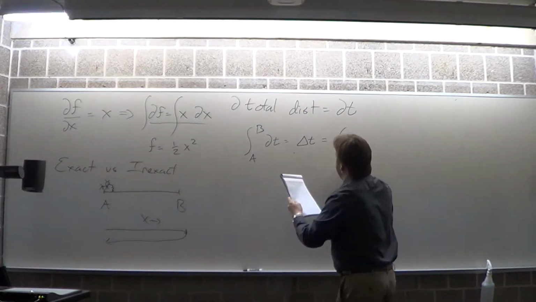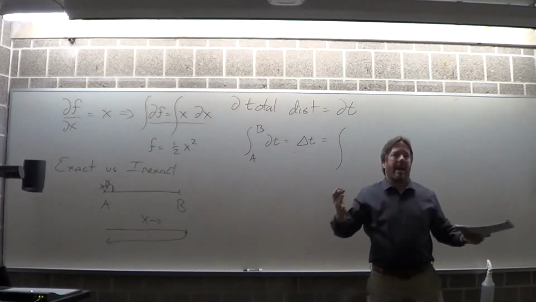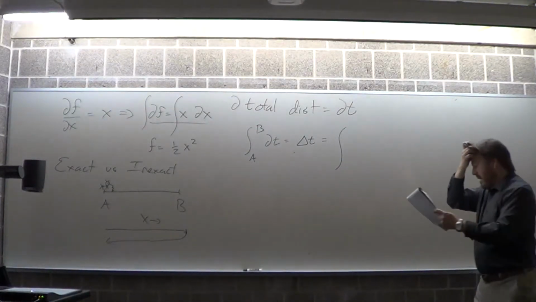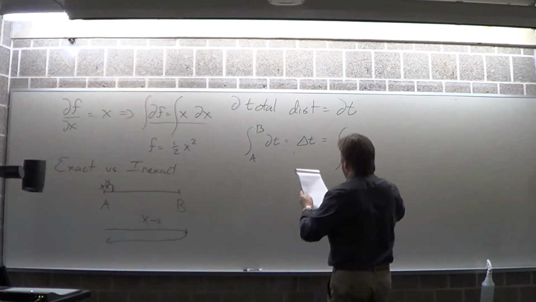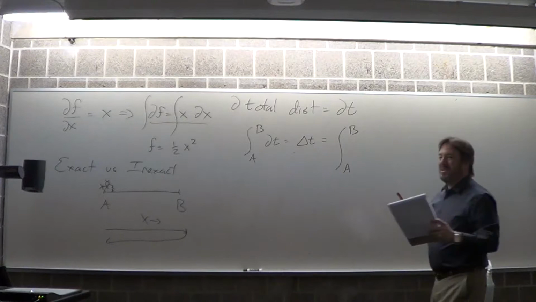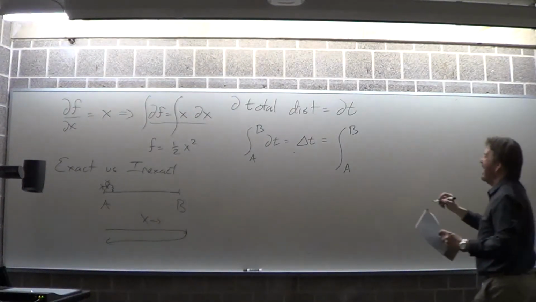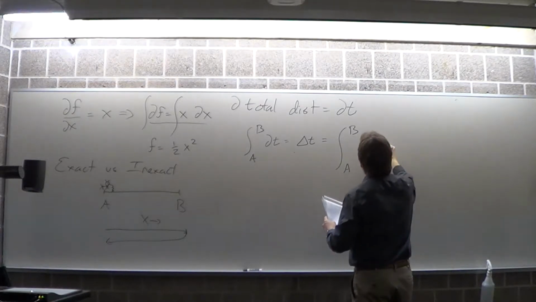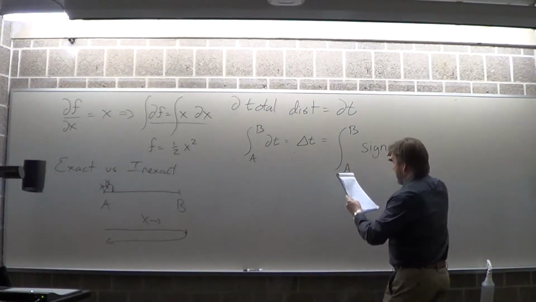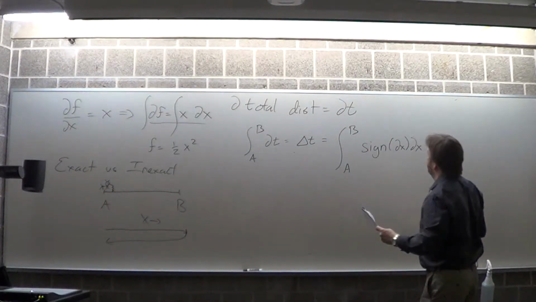Now, here's where it gets different. Before, when I was doing net distance, I just turned the t into an x. That's all I did. It was stupid. But now this is different. What happens is the direction matters. There has to be a path dependence to this. So what I have to do is use what's called a sine function: the sine of the change in x times the change in x.